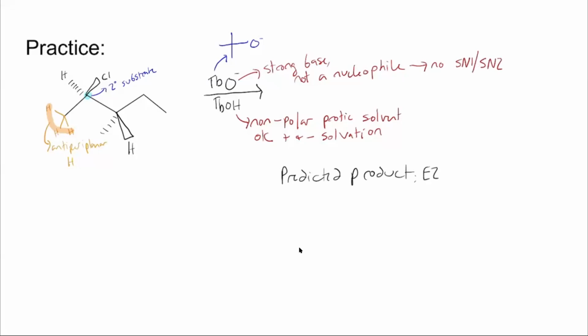Just a reminder, the E2 product will feature a double bond between this carbon and this carbon, since this carbon is the one that has those anti-periplanar hydrogens. Definitely not between these two carbons, just because, as we talked about earlier, this hydrogen is not anti to our leaving group. Are there any questions about this example?